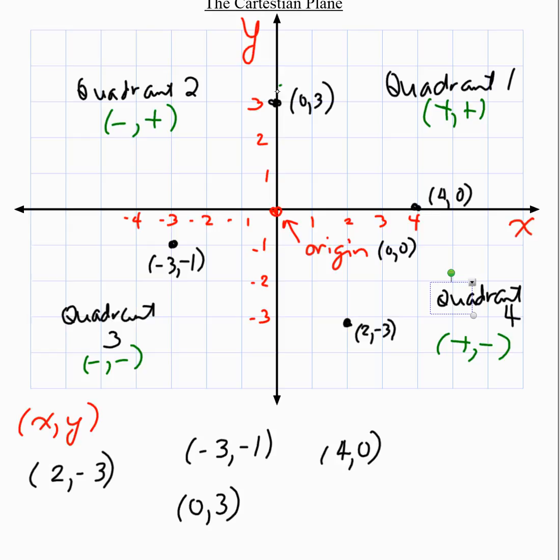If you have dots like these two, they are not in a quadrant. So this is not in a quadrant, it's on the y-axis. And this one, it's not in a quadrant, it's on the x-axis. So there's just a little bit of terminology and a brief review of how to graph points.